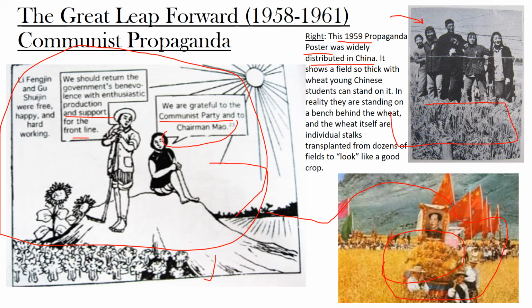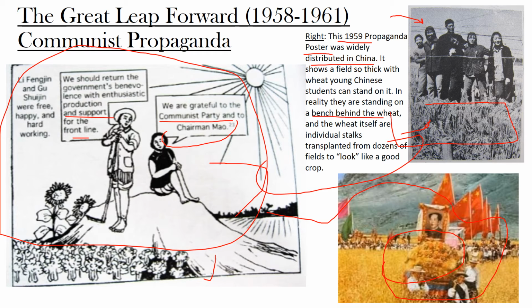But of course, the reality is it's a staged photo. There was a bench behind the wheat, and there was so little grass in the field that they took this photo in that they actually harvested wheat from a bunch of different fields and transplanted it to the frontier to make it look like there's a good crop.